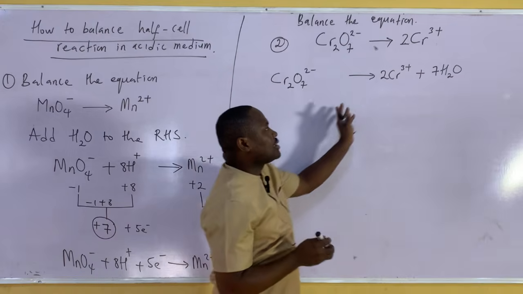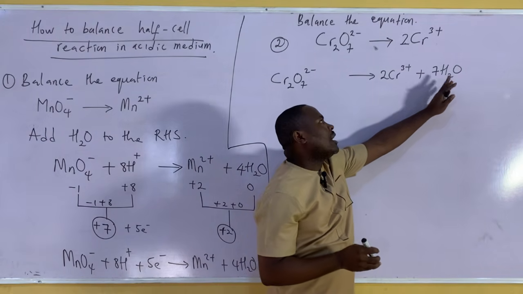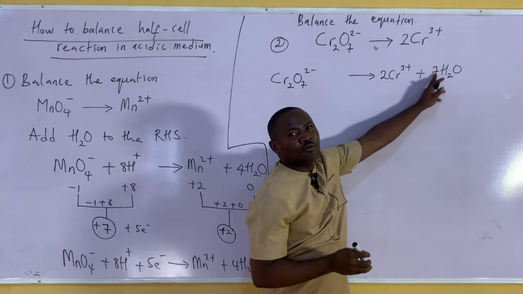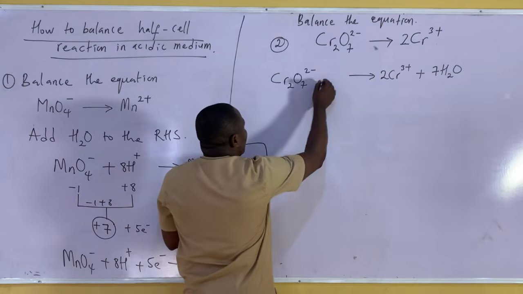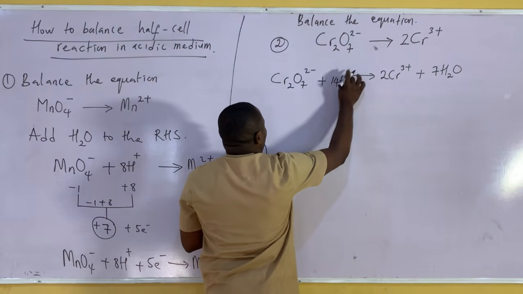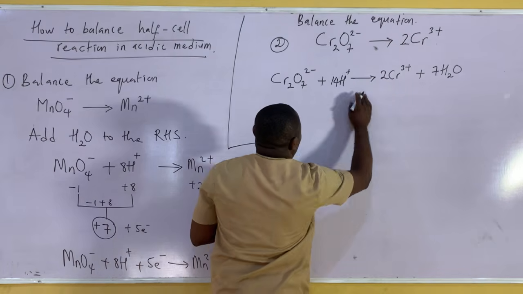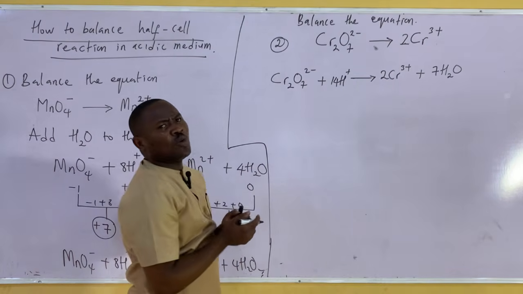Now, water has introduced hydrogen into the reaction. Hence, 2 times 7 is 14. So I'll come here and add plus 14 H plus. So I have now balanced my hydrogen on both sides. Now, what is the only problem?